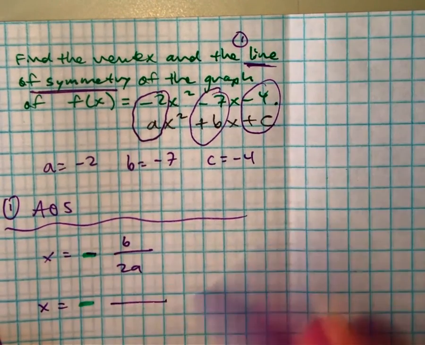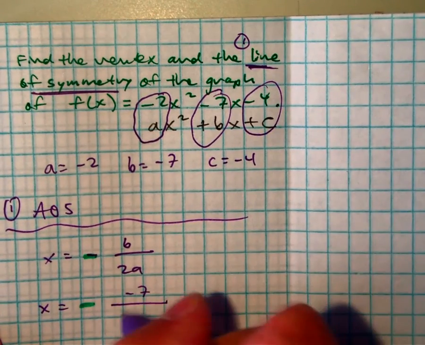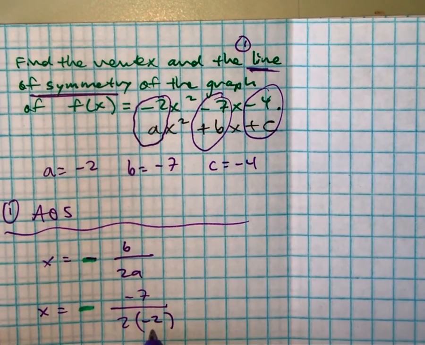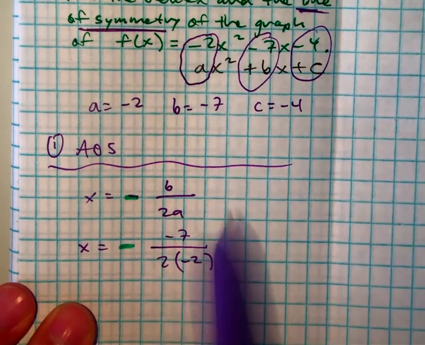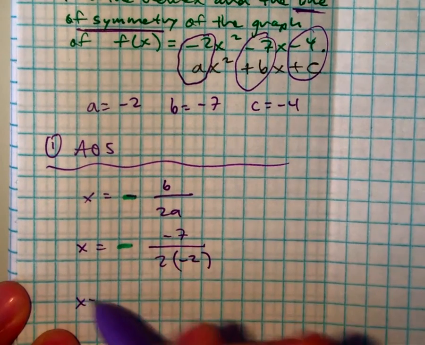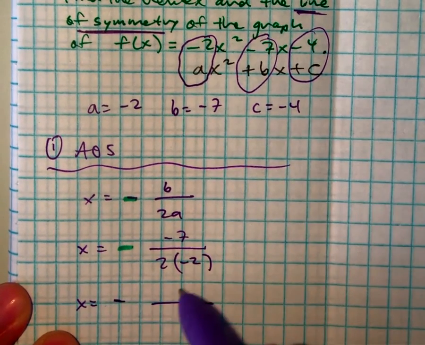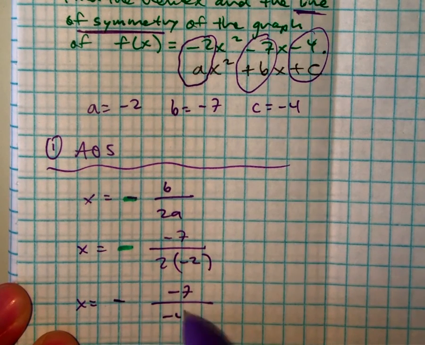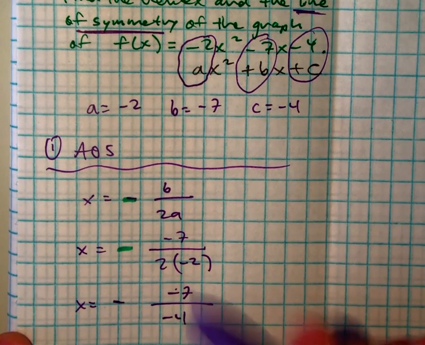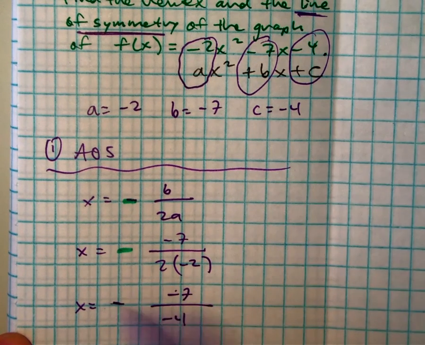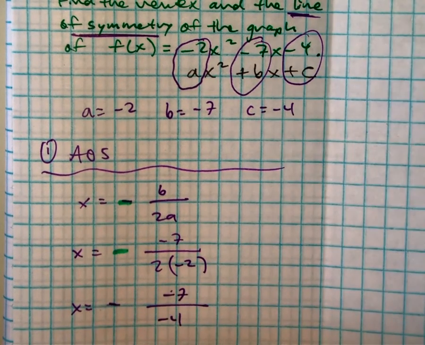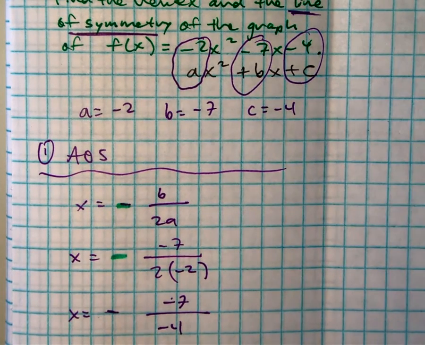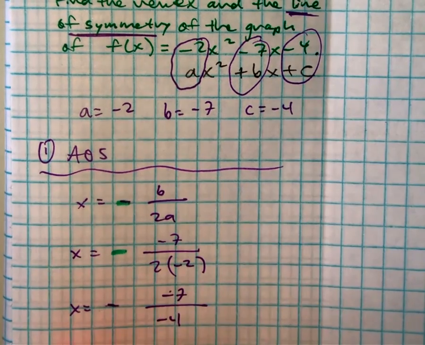So I have the b value, which is negative 7, over 2 times the a value, which is negative 2. Class, does that read 2 minus 2? No, remember that's a multiplication between the 2 and the a. So I have the opposite of negative 7. 2 times negative 2 is negative 4. So negative divided by negative is a positive. So this is positive 7/4. And the opposite of positive 7/4 is a negative. So x equals negative 7/4.